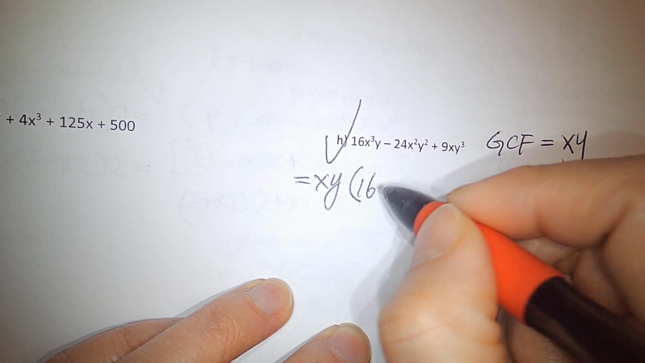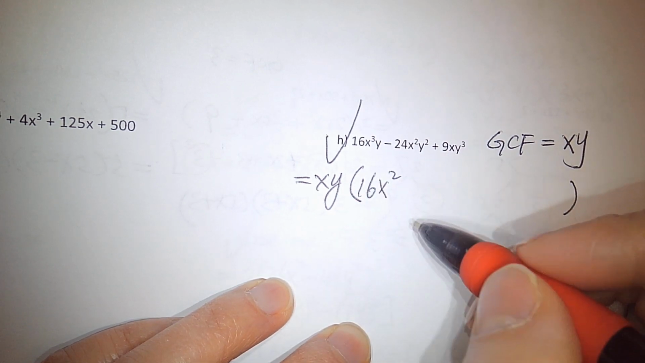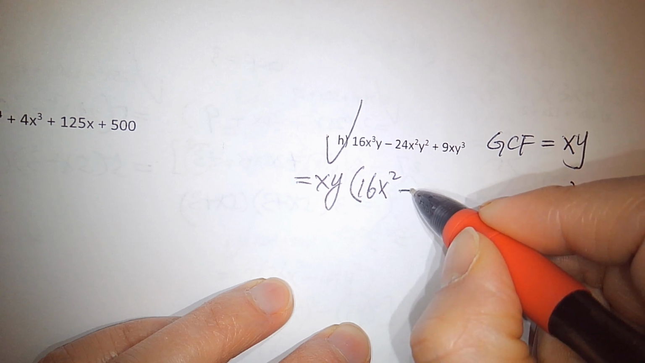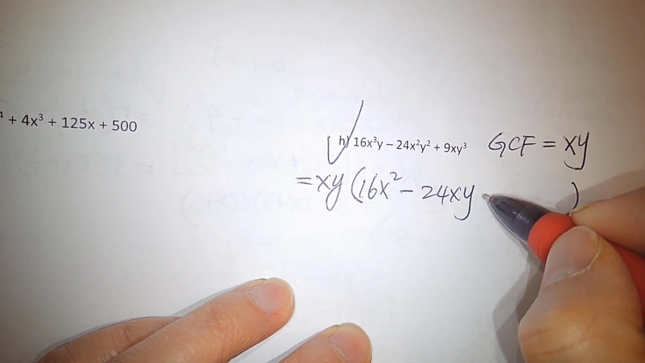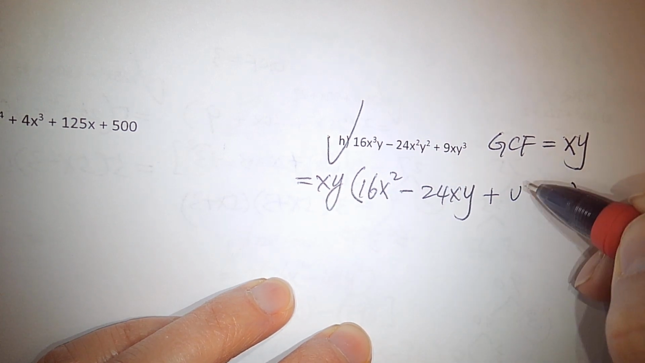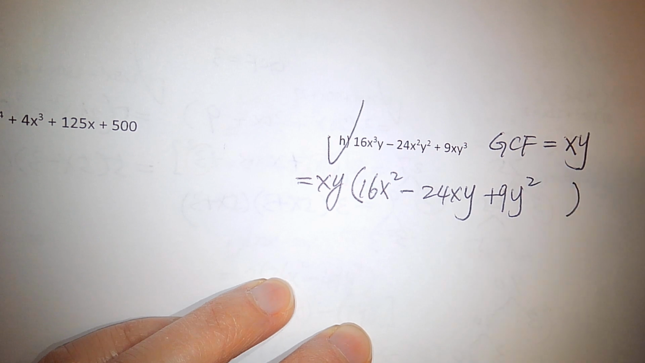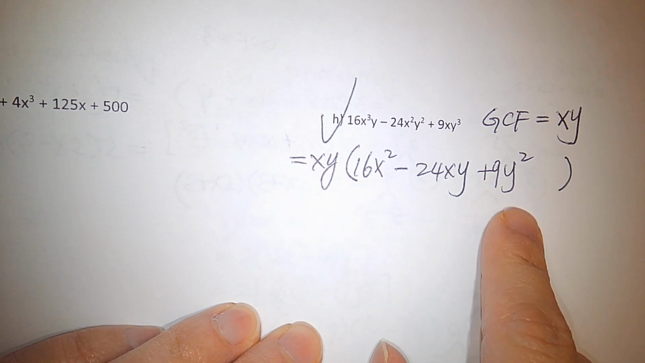x cubed divided by x is x squared. y divided by y is no y, right? The middle term should be what? Negative 24. 4xy. 9 over 1 is 1. x divided by x is gone. y squared divided by what? 9y squared. Right? Okay, for this trinomial, let's check whether we're able to use the formula or not.